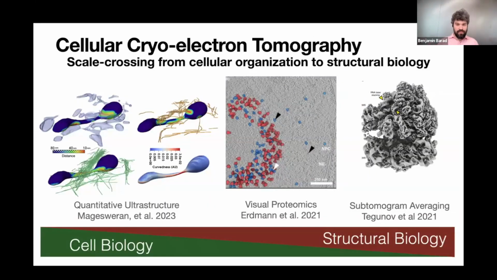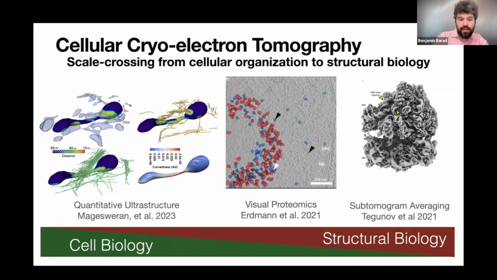So, within cellular tomography, you can do a lot of different things, and they range from cell biology questions to subtomogram averaging. You can do quantitative ultrastructure, which is what I did a lot of in my postdoc. You can ask questions about visual proteomics. You can do subtomogram averaging, where you're recovering detailed molecular information about protein structure in the cell.